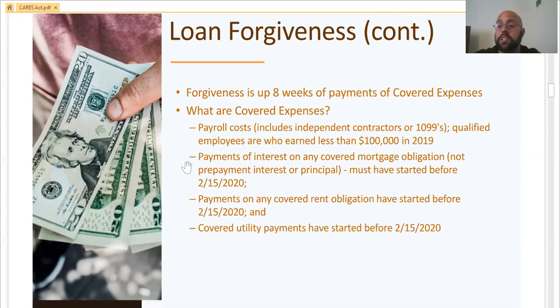If you were already suffering prior to the coronavirus event, this is not going to be available to you. Okay, it is only for those who were impacted by the coronavirus. All right, now, in addition to that, there was another change. Notice that it says here it's for qualified employees who earn less than $100,000.